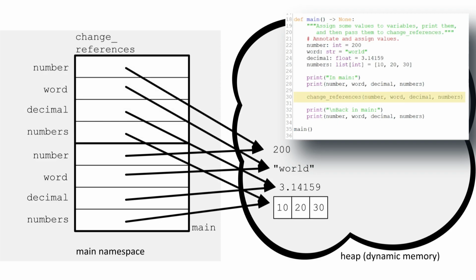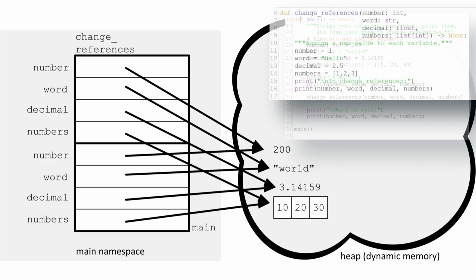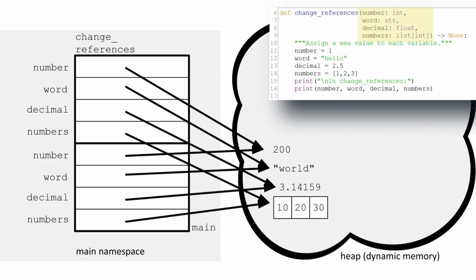So I'll draw a frame on the call stack for changeReferences with all of its parameter variables: number, word, decimal, and numbers. And we copy the references from main to those parameter variables, so we copy the arrows over. Now both sets of variables, the variables local to main and the variables local to changeReferences, point to those values in the heap. But then we change each of those values.